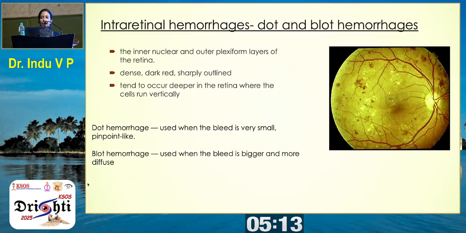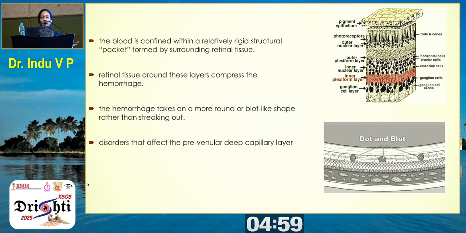In contrast, we have a deeper hemorrhage which is called an intraretinal hemorrhage or the dot and blot hemorrhage. It happens in the inner nuclear and the outer plexiform layers of the retina. It is dark red, sharply outlined and dot or blot shaped. It tends to happen in the deeper, more compact layers of the retina, and hence it cannot spread out like a flame-shaped hemorrhage. It happens due to disorders of the prevenular deep capillary plexus.